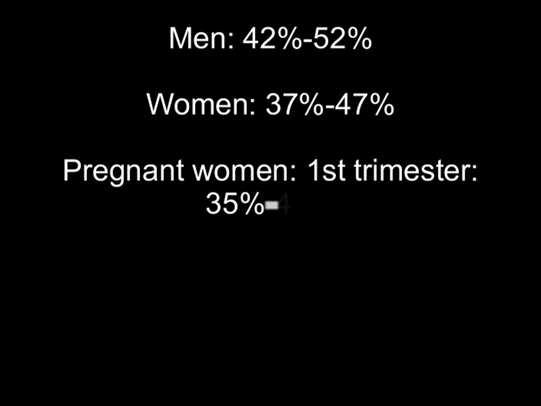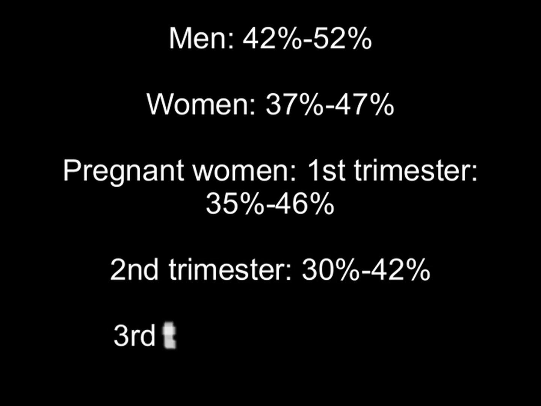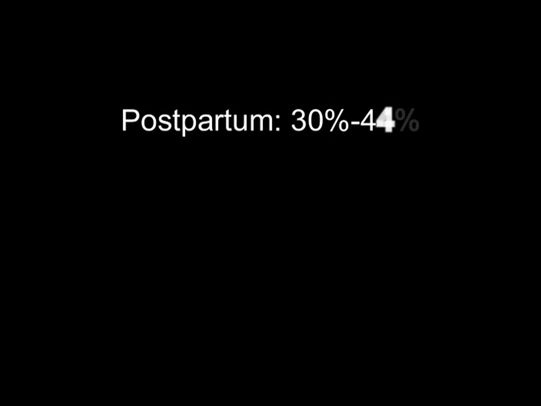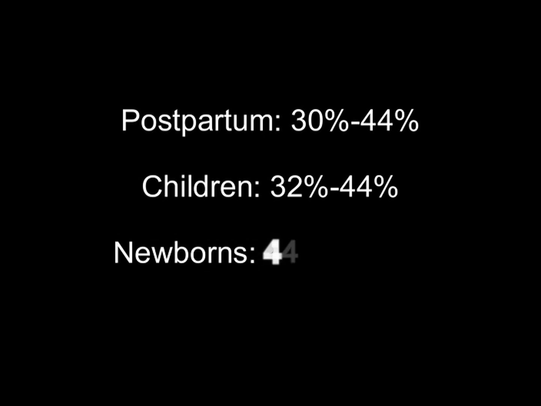Pregnant women, first trimester, 35% to 46%. Second trimester, 30% to 42%. Third trimester, 34% to 44%. Postpartum, 30% to 44%. Children, 32% to 44%. Newborns, 44% to 64%. Hemoglobin, HGB.